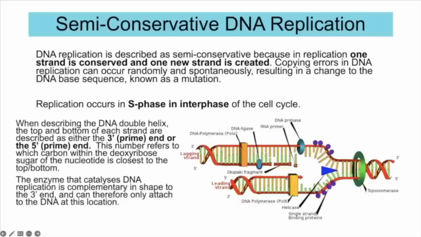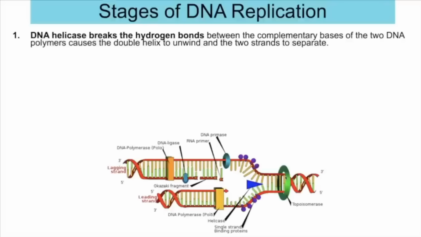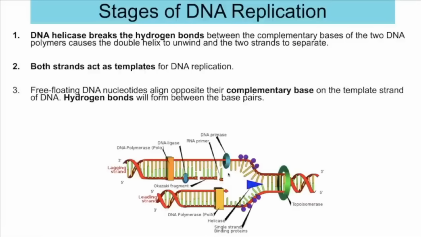5' end. So the key stages in DNA replication are, first of all, the enzyme DNA helicase breaks the hydrogen bonds between the complementary bases of the two DNA polymer chains, and that causes the two chains to separate apart. Both of those strands then act as a template for the DNA replication, and free-floating DNA nucleotides will align opposite their complementary bases on both of those template strands.